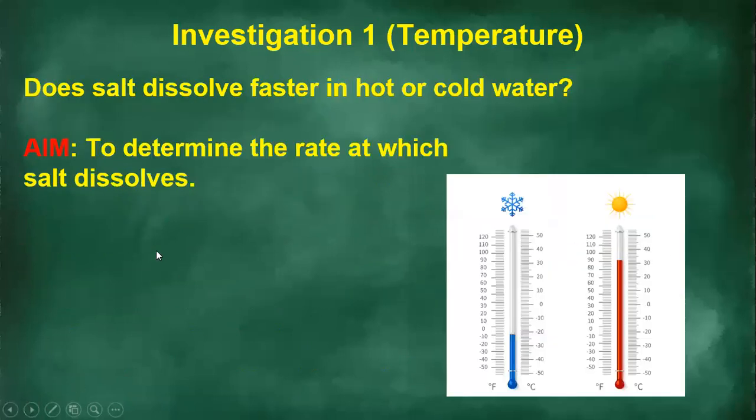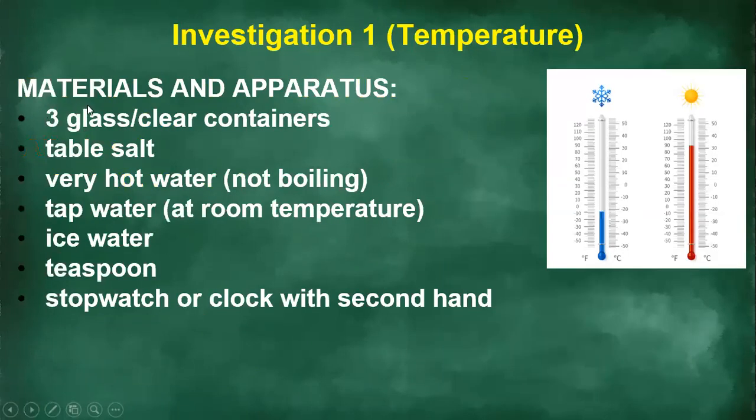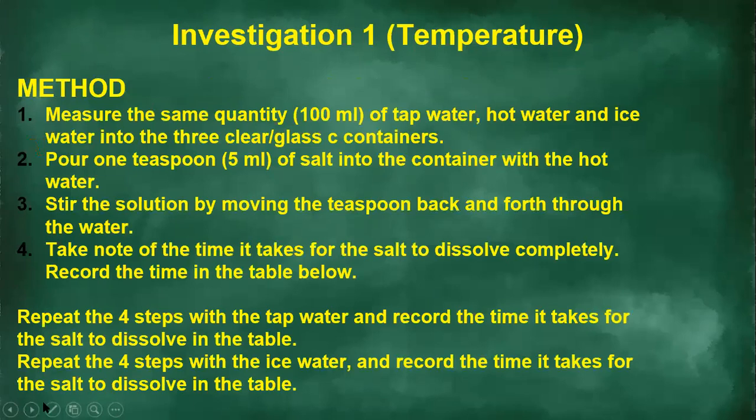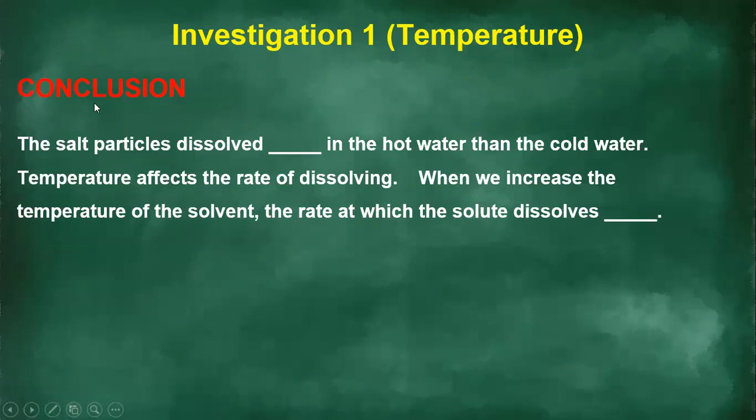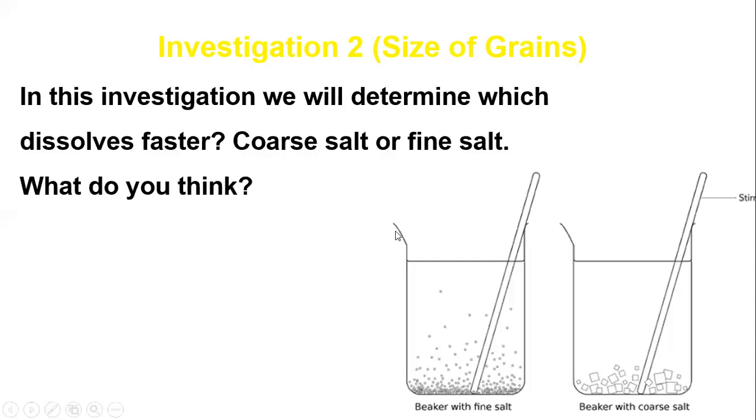So, okay, I'll go through it slowly. It was the aim first that we need to do. So we write down our aim. After our aim, we write down the materials and the apparatus. After the materials and the apparatus, we write down the method. When we finished with the method, we prepare questions based on our observations, and we record the information and we arrive at a conclusion. Okay, so now we finished that experiment and we can continue with investigation 2, which is the size of the grains.